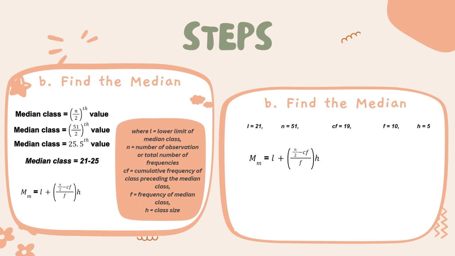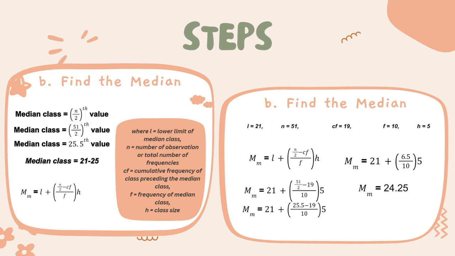After we substitute, we will compute. 51 divided by 2 is 25.5, minus 19 is equal to 6.5, divided by 10 is 0.65, multiplied by 5 is equal to 3.25, and adding 21 is equal to 24.25. Therefore, our median is 24.25.